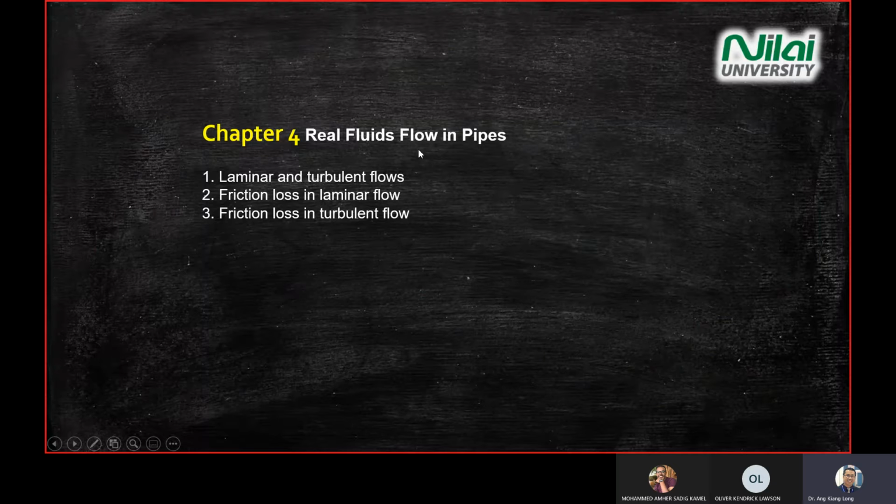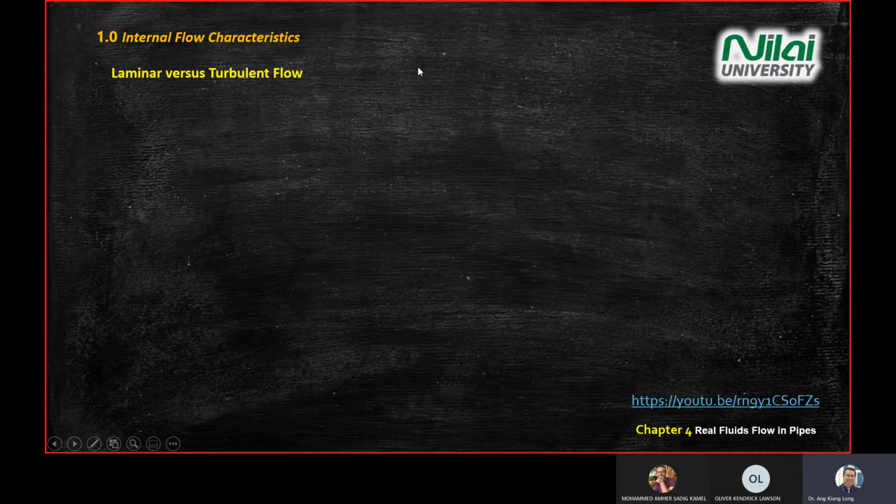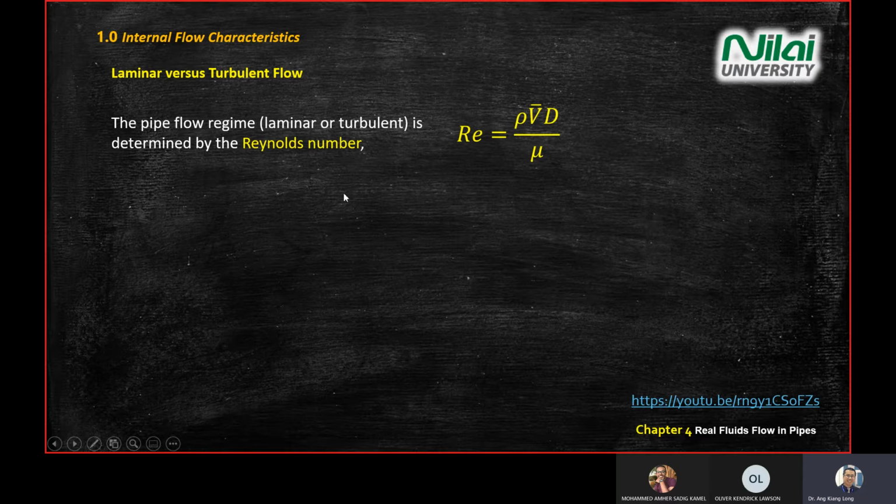In chapter 4, we have 3 main items. We'll learn about laminar and turbulent flow, and after that, friction loss in laminar flow and turbulent flow. So let's learn a little bit of the concept of what is laminar and turbulent. As an engineer or those learning science, we need something to quantify a behavior. When we talk about laminar or turbulent flow, we look at one parameter, which we name the Reynolds number. The Reynolds number defines whether your flow is laminar or turbulent.